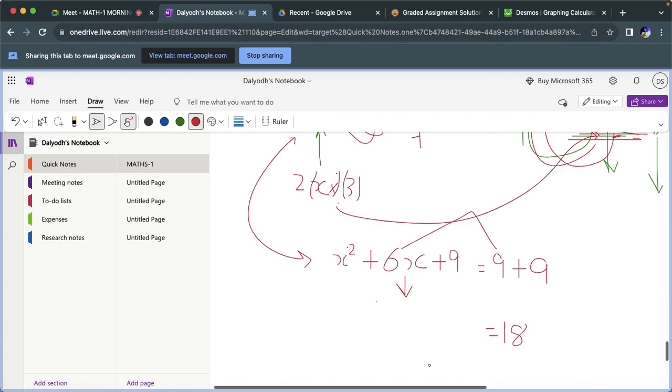A plus B whole square. Now what is the a plus b here? A and b. x plus 3 whole square. x plus 3 whole square. So this is how you find it.